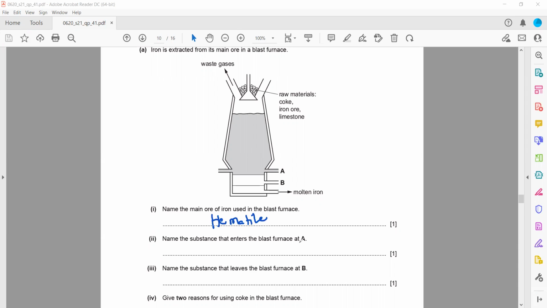Then name the substance that enters the blast furnace at A. What we do is blow hot air from the bottom, so that the oxygen present in the hot air can react with coke or carbon to give carbon dioxide, so that the furnace temperature increases. So from the bottom, what should be added? The hot air. Name a substance that leaves the furnace at B. What is removed from the furnace at B? Molten iron is at the bottom, and above that we have slag, which is formed by the reaction of calcium oxide and silicon oxide.